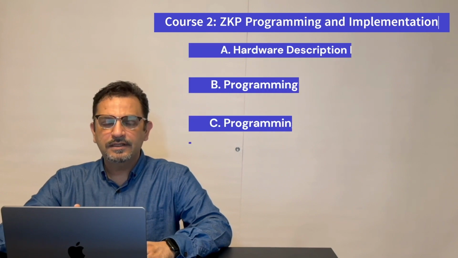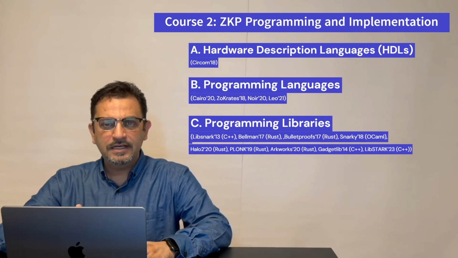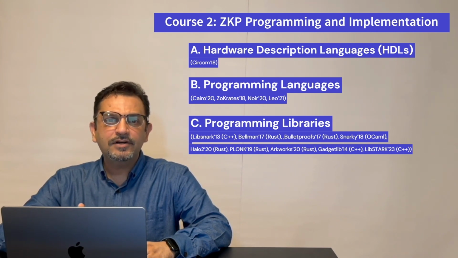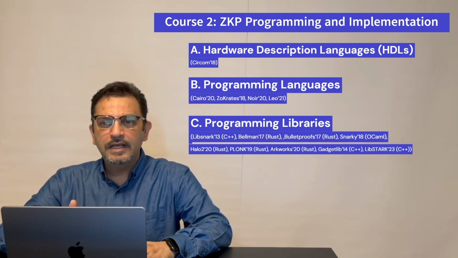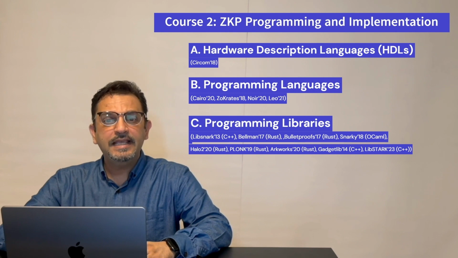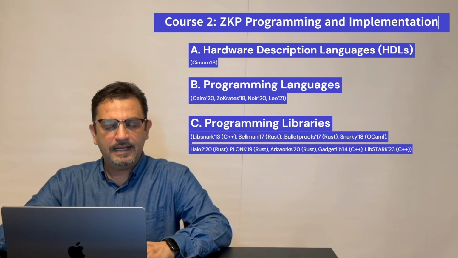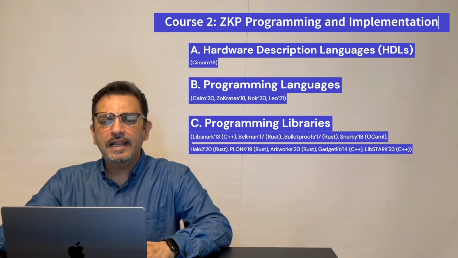We categorize zero-knowledge proof tools into three categories: hardware description languages or HDLs, programming languages, and libraries. Each category has several tools, and every training session will focus on one specific tool. HDLs are crucial for designing ZKP circuits. They are similar to VHDL in hardware design, but specifically used for ZKP. In HDLs, we have to explicitly create wires and constraints. Additionally, HDLs have their own languages, and you should learn their syntax.